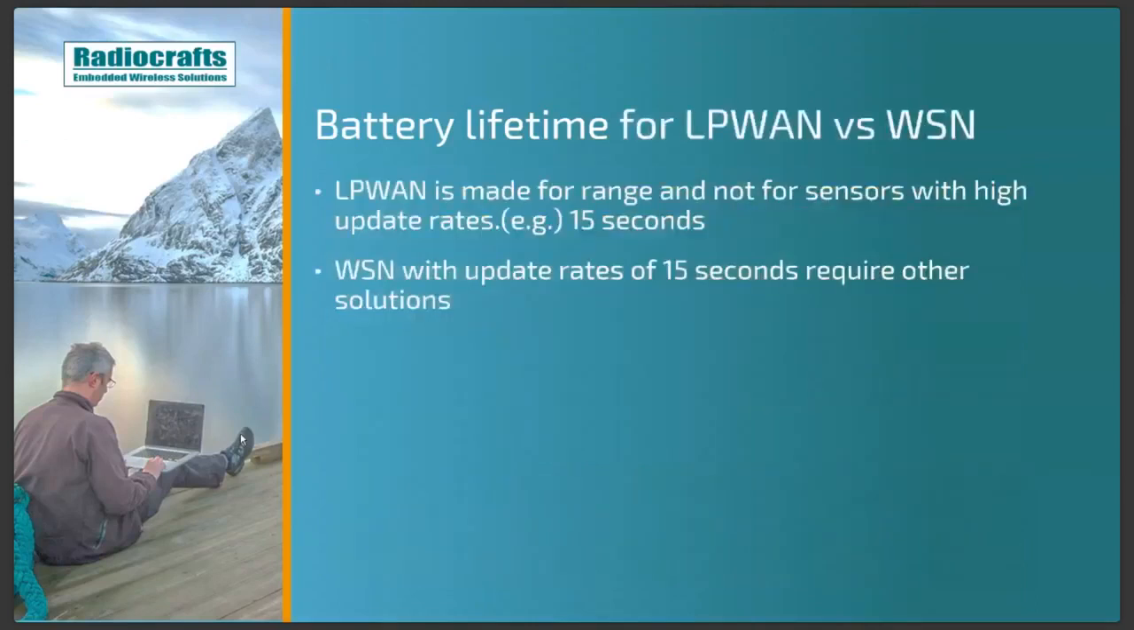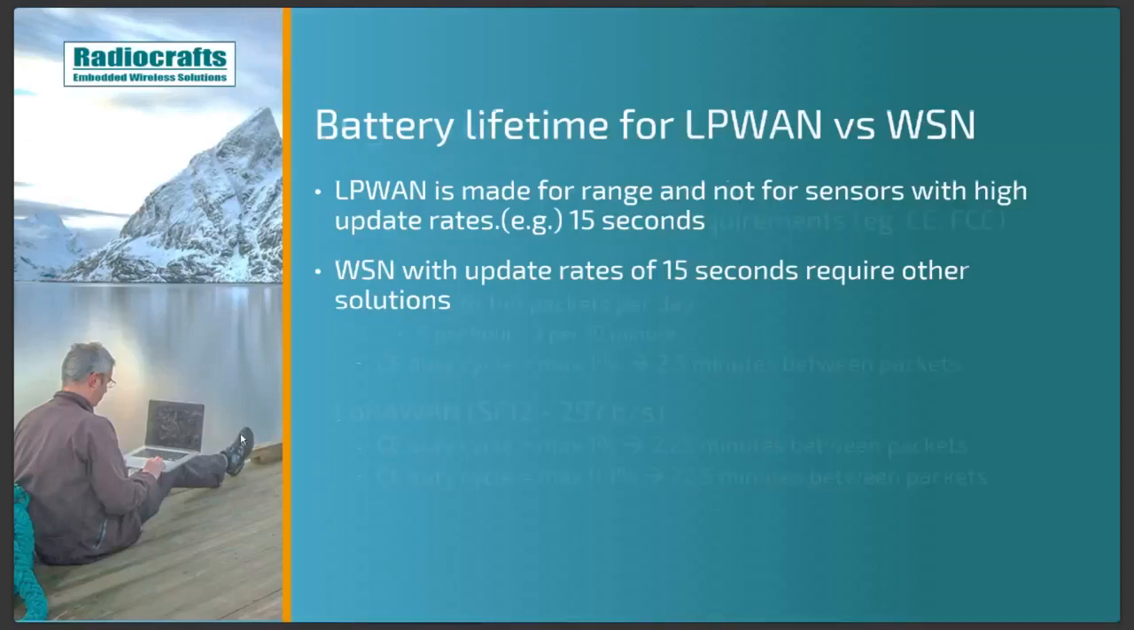So for me, it's a clear difference between the LPWAN technologies, which are made for very slow data transmissions and a very long time between each, and they're not made for high update rates like 15 seconds or even close to 15 seconds. So if you have wireless sensor networks where you need a high update rate on the data reading, you need other solutions.